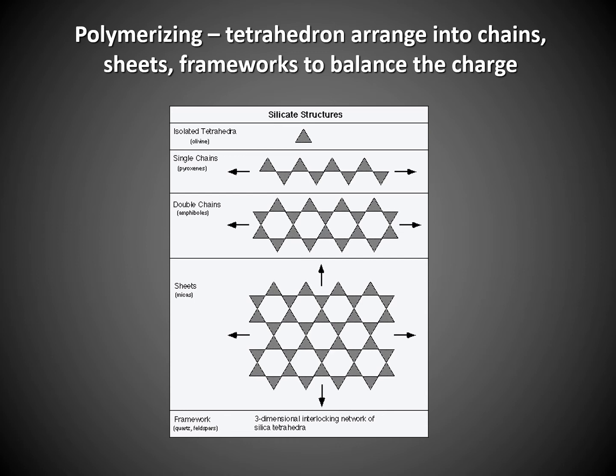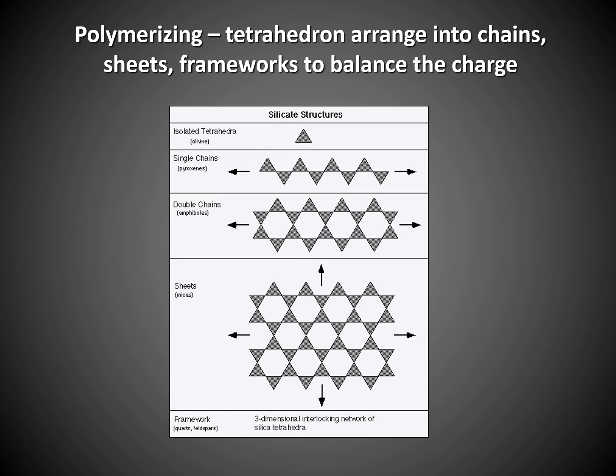None of the corner oxygens were being shared. Okay? You can have chain silicates where, look at this tetrahedron here, where you have 2 oxygens that are being shared and 2 that aren't. You can have double chains. Sometimes there's 3 being shared, sometimes there's 2. Sheet silicates.